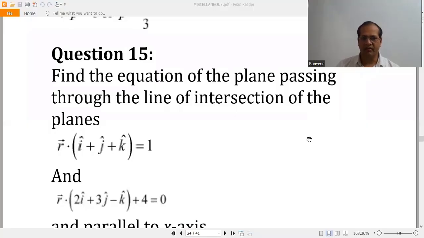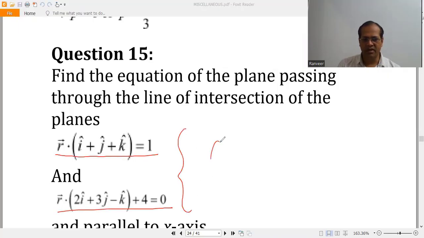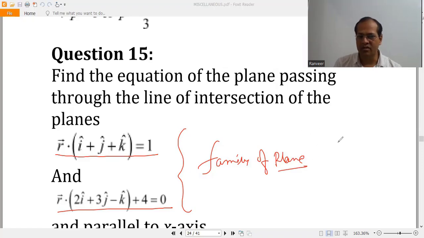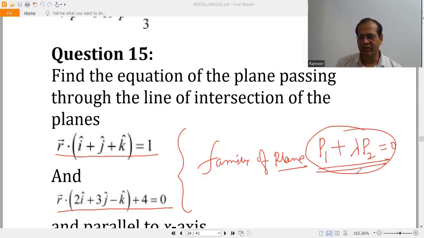Question number 15. Find the equation of the plane passing through the line of intersection of the planes. This is one plane, this is the other plane. This type of question is also called a family of planes, where if we want to find the equation of the other plane, P1 plus lambda P2 equals 0. This is the way, and to find the value of lambda, some condition will be given, like in this case, parallel to the x-axis is given.